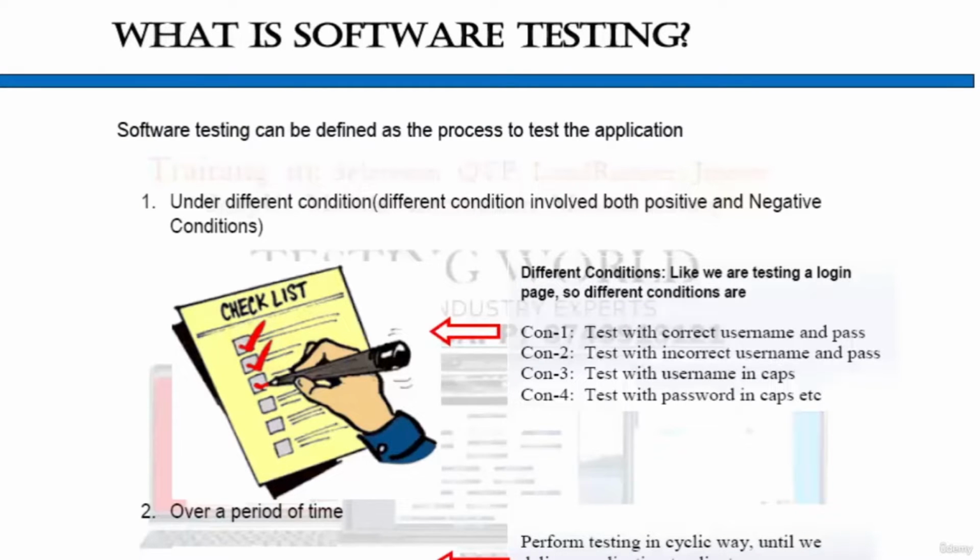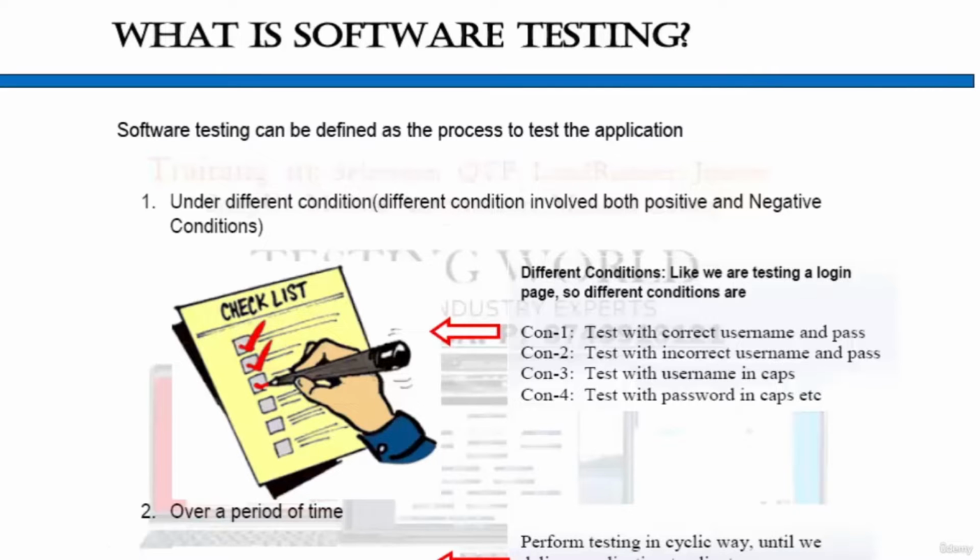In this session, we need to understand what is software testing. So we are going to understand this process in 3 steps. First of all, we start with software testing can be defined as a process to test the application under different conditions. Okay, here we need to understand what do you mean by the different conditions.